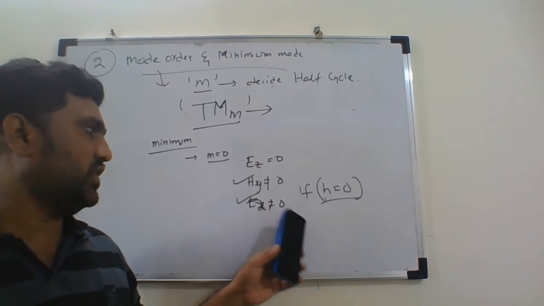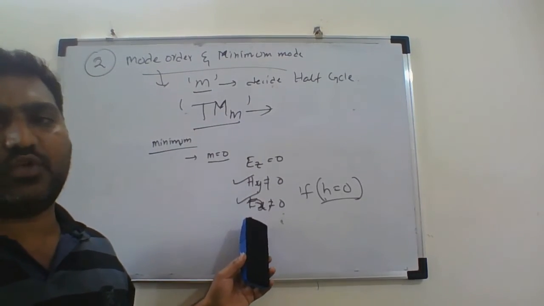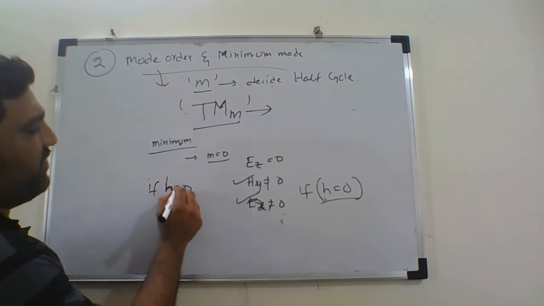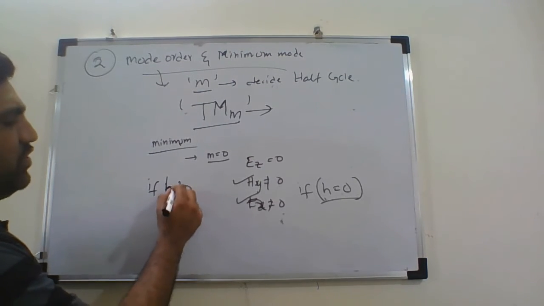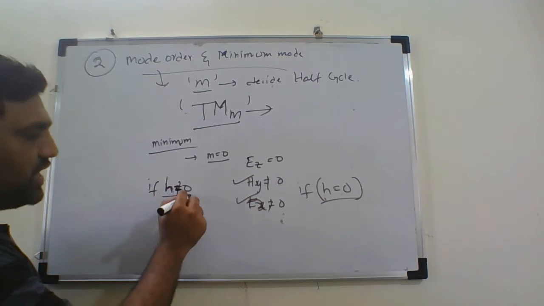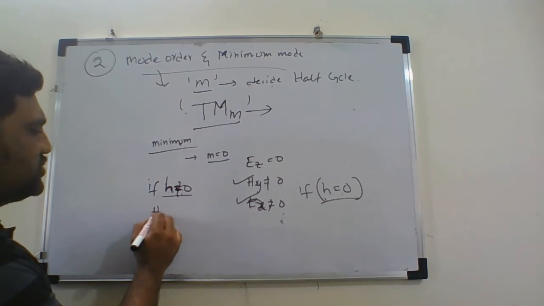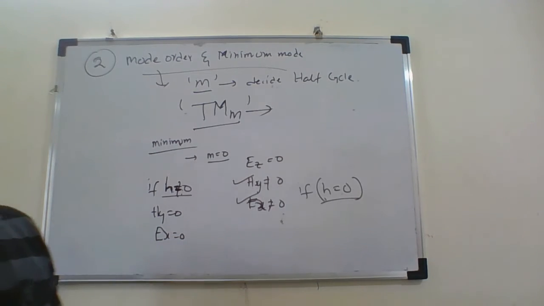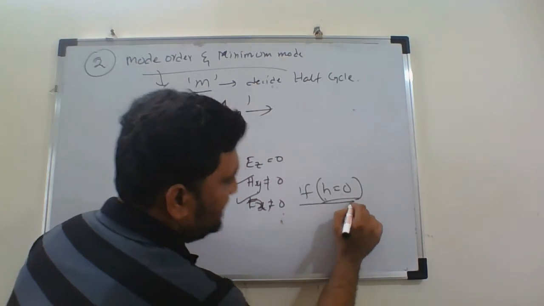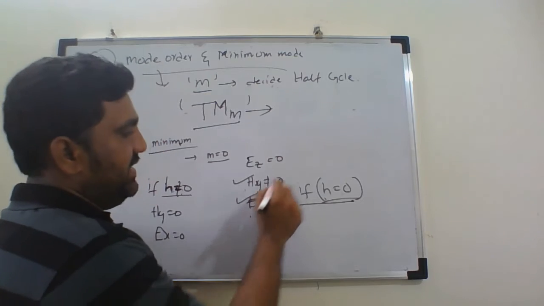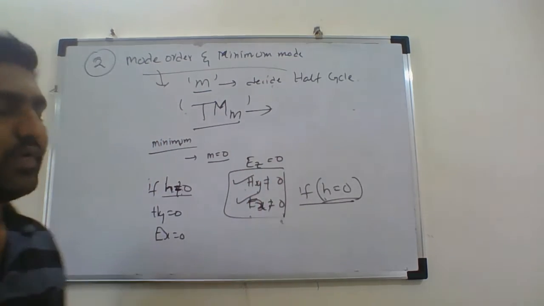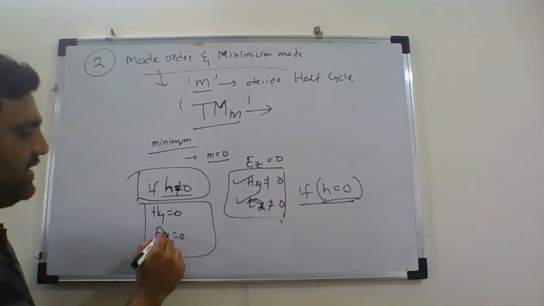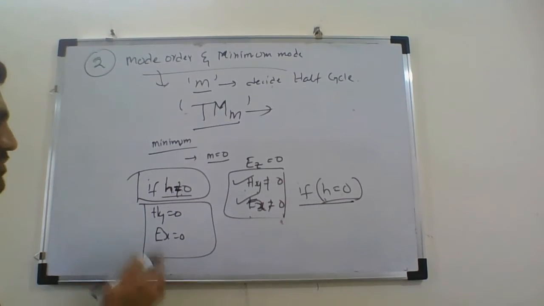If h is equal to 0, these two will not become 0. If the value of h is not equal to 0, then these two components will go to 0. So the point is, if h is equal to 0, then Hy and Ex will exist. If h is not equal to 0, then Hy and Ex will not exist. They will become 0.